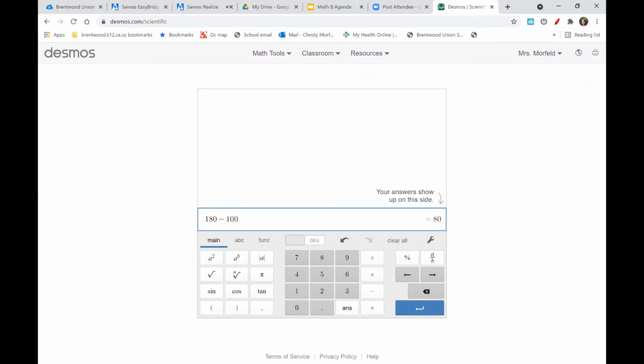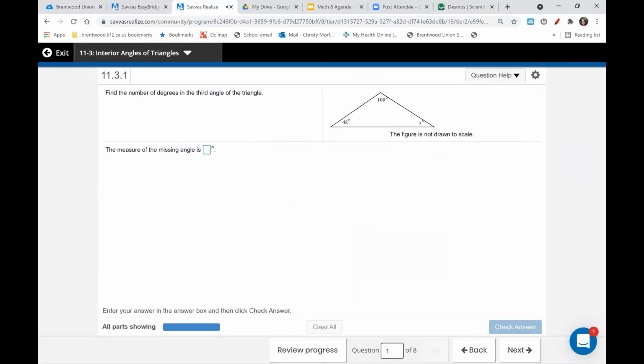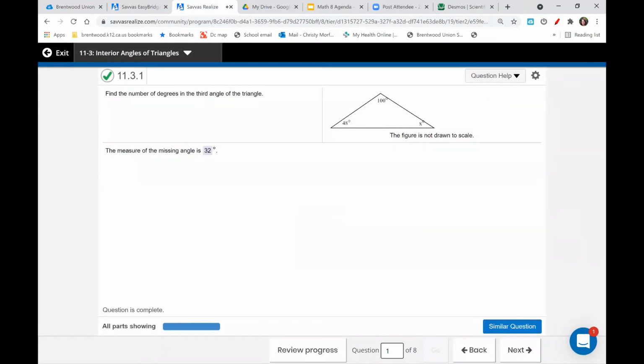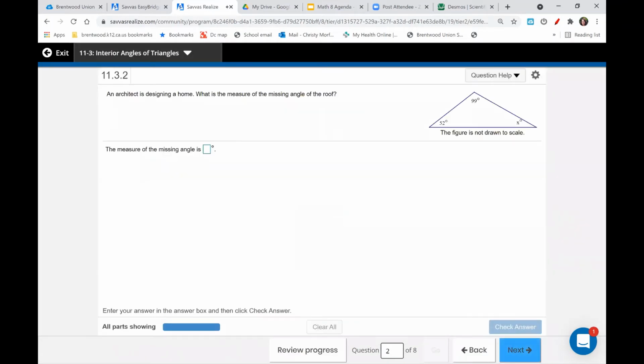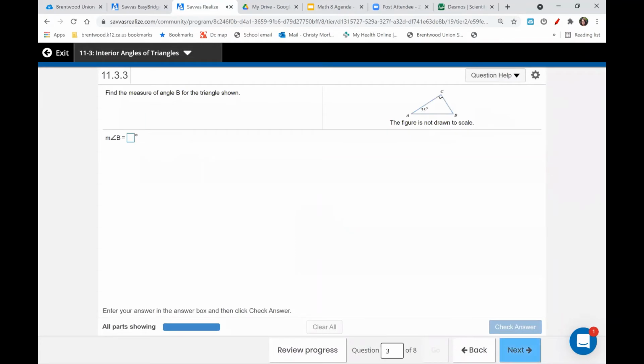My triangle had 100 in one corner and it had 48 in the other. So it should be quick and easy. It's just 180 minus something. So mine would be 32. You type it in. You move on. Easy, super easy. I'm going to do two more because they do get a little bit different. I'll start with the third problem you have because number two is exactly like number one.